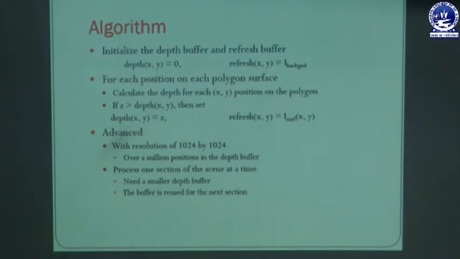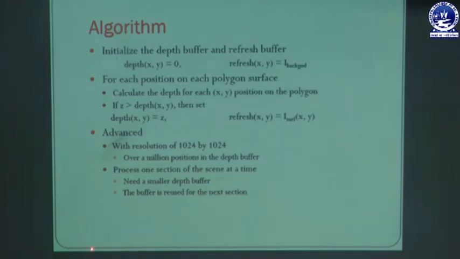Here, if Z, the frame buffer value, is greater than depth of XY, then set depth of XY equal to Z and refresh of XY equal to the surface intensity I of XY. That procedure is repeated until all the pixel elements have had their depth values calculated, for finding the viewer's closest pixel elements, through which the visible surface picture elements are detected.